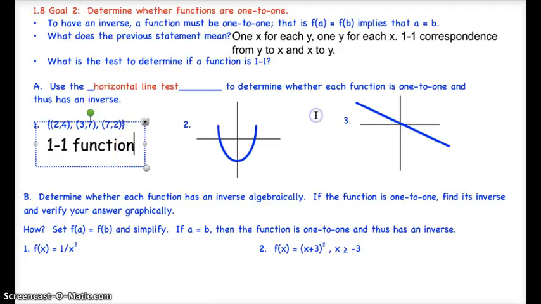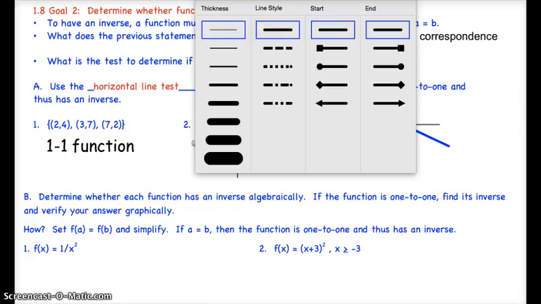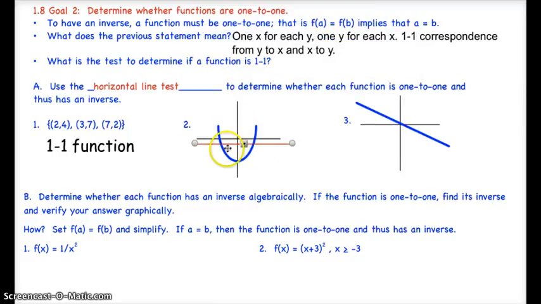Let's check out number 2, where we will actually use the horizontal line test. Remember, the vertical line test tells us that we have a function. The horizontal line test tells us whether we have a one-to-one function. And in this case, I would say no, it does not pass the horizontal line test because it crosses through our function in 2 places. Therefore, we have a y coordinate that repeats itself. So this is not a one-to-one function.